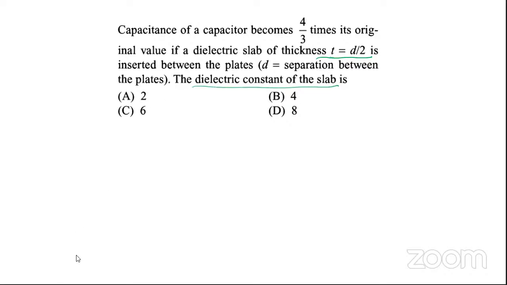Alright, I'll tell you the formula. The formula used over here will be epsilon naught A upon D minus D by 2 plus D by 2k. Okay, now try solving this.